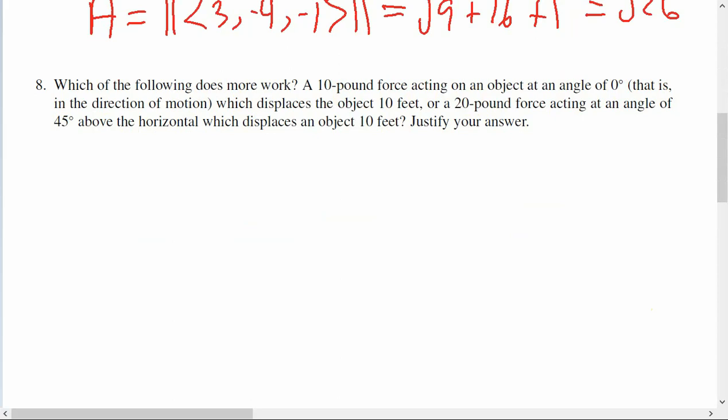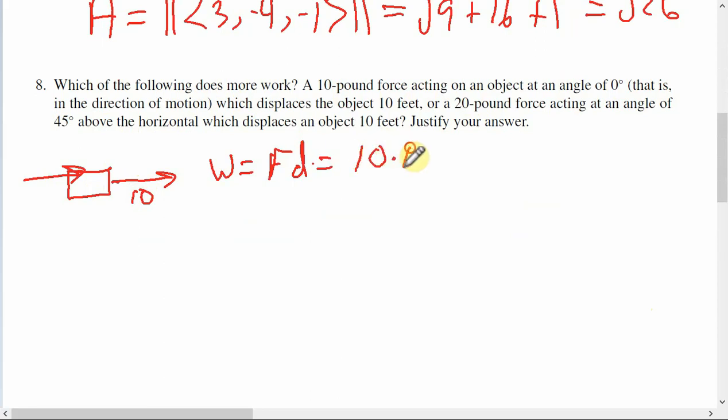Okay, so first situation, you've got some object, you're applying a force, and you're getting a displacement, but the force is going in that same direction as the displacement, and your displacement is 10 feet. Well, in this case, the amount of work is just force times distance. And this isn't a dot product, this is just multiplication, force times distance. The force is 10 pounds. You've moved it 10 feet. So 10 times 10 is 100 foot-pounds.